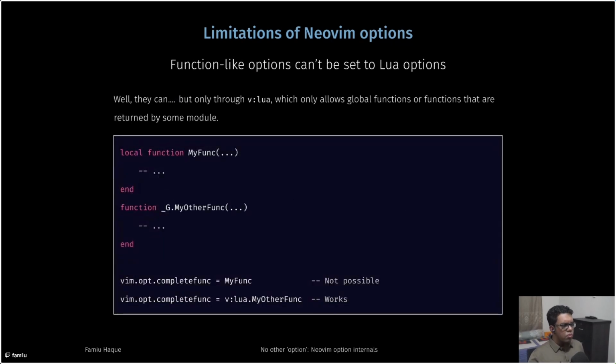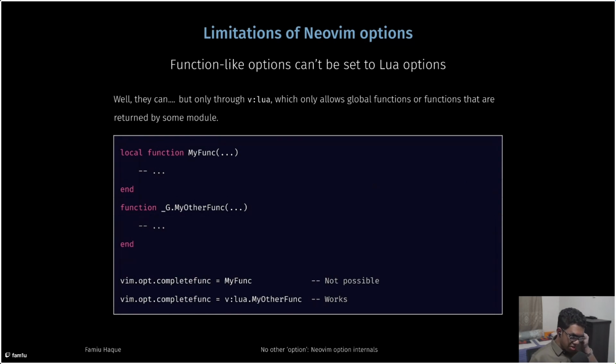Now, I said I was going to talk about function-like options, so here it is. Function-like options can be set to Lua functions, or that's what I said, but they actually can, but only through vlua. Now, if you have used vlua before, you know it only allows global functions or functions that are returned by some module. So you can't just use a local function with it.